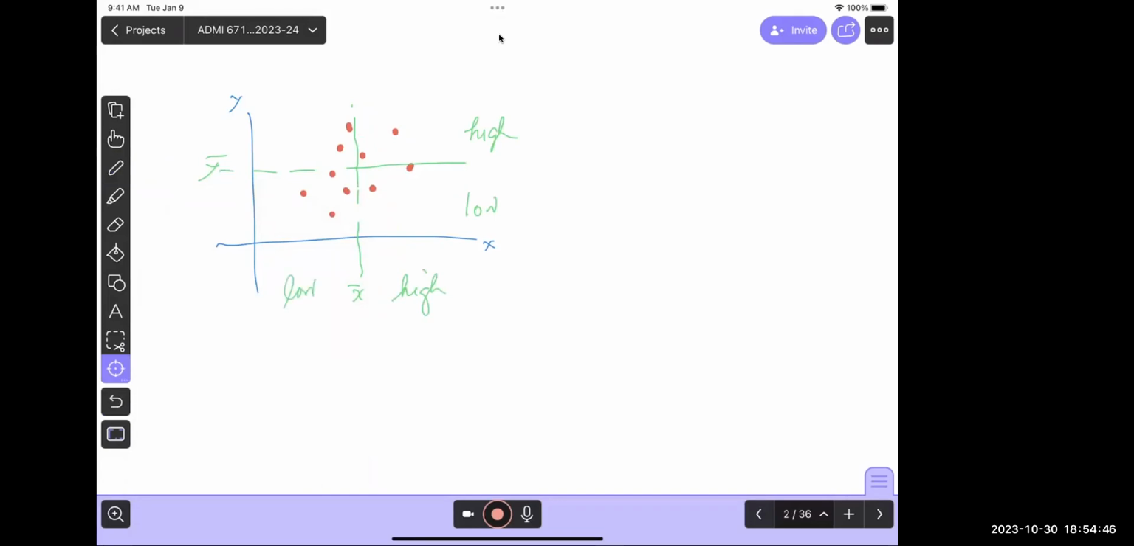When X is high above its mean, where is Y? High or low? Where do you see the observations falling? Low, I suppose. Well, I have too low and too high, so it's not very clear, is it? Let's make another one more clear.